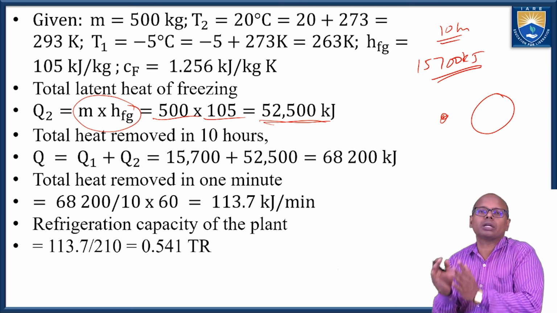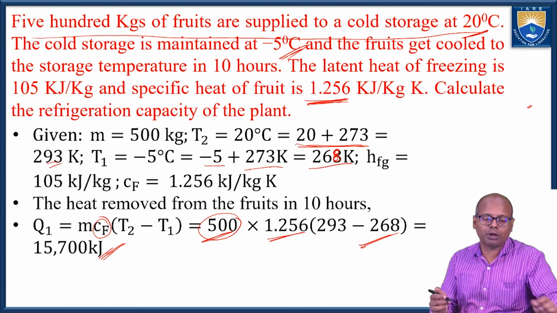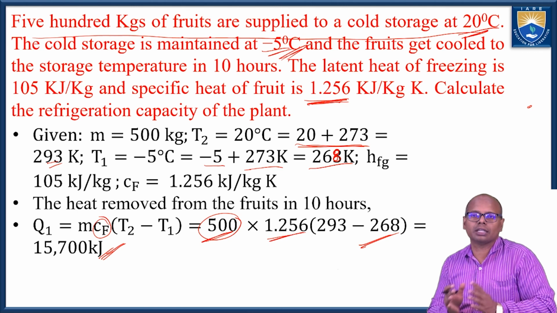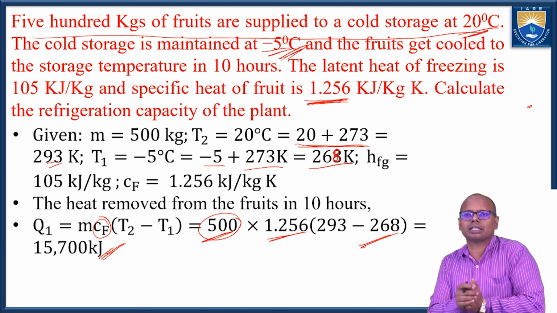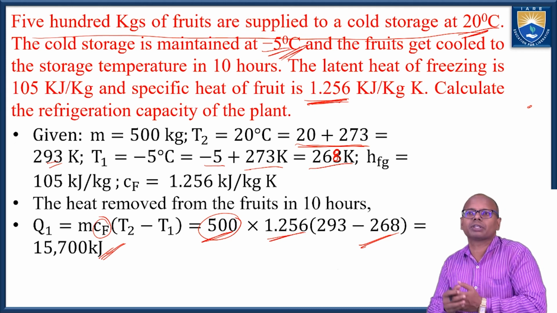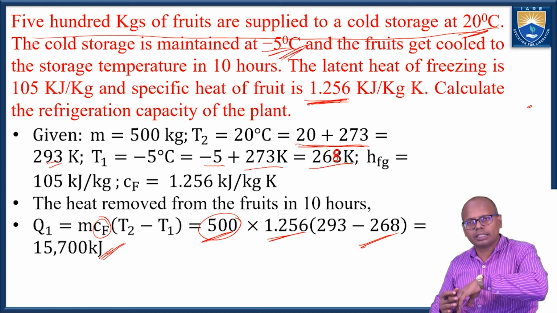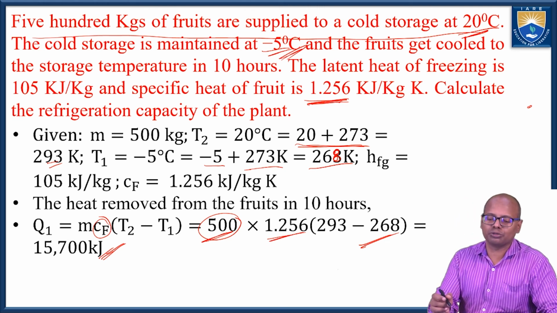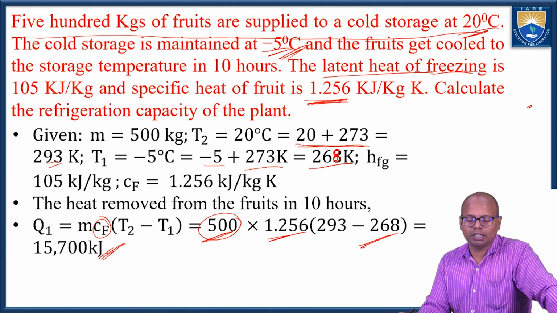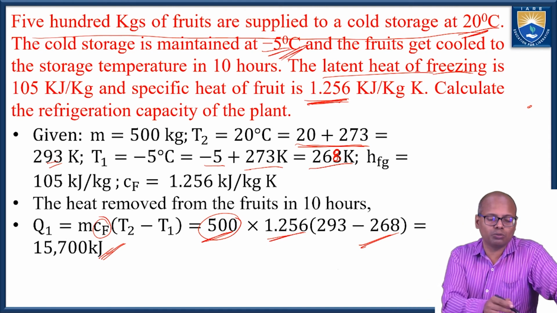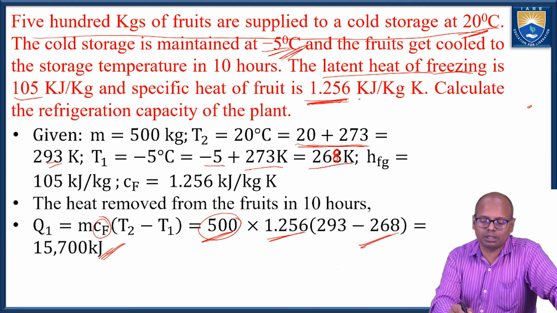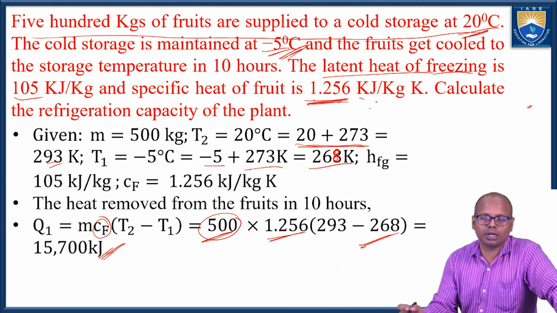So there are two parts in this problem. One is there is a temperature change. The other one is there is a state change. So the temperature change you will do with the specific heat, and the change of state is calculated using the latent heat of freezing. The latent heat of freezing of the food is equal to 105 kilojoule per kg, and the specific heat is nothing but 1.256 kilojoule per kg Kelvin.